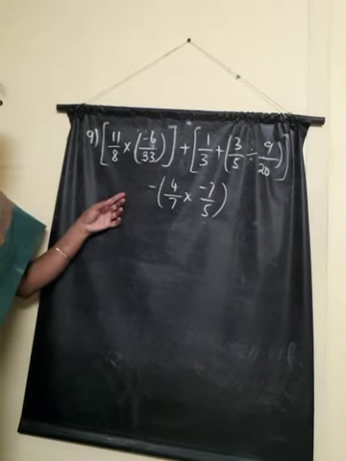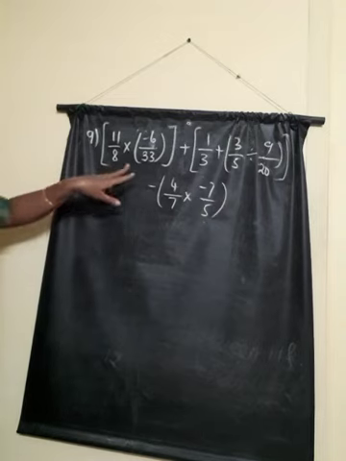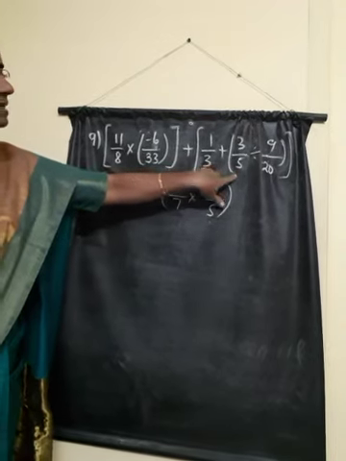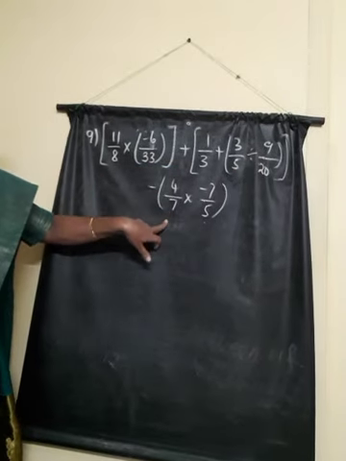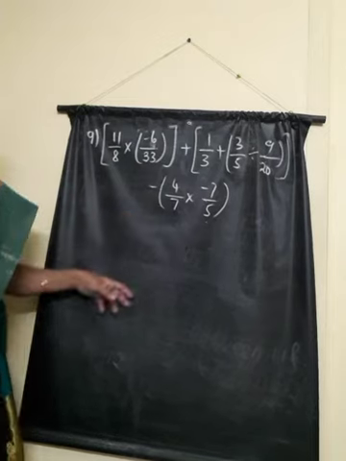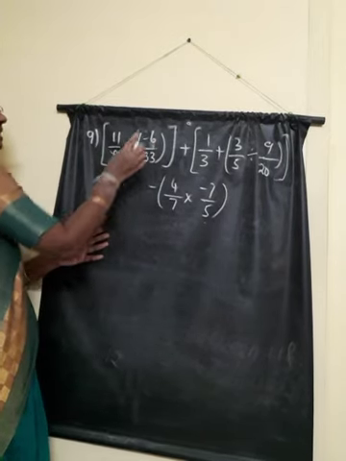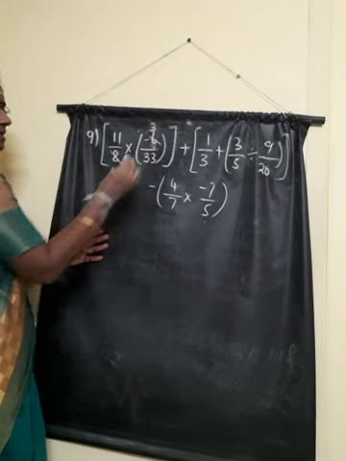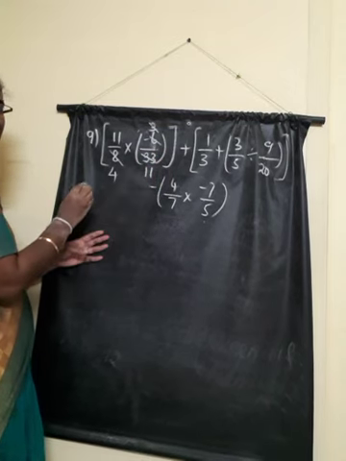The next sum, the ninth one, is also a simplification. Simplify 11 by 8 into minus 6 by 33 plus 1 by 3 plus 3 by 5 divided by 9 by 20 minus 4 by 7 into minus 7 by 5. Here, the first step is to cancel this 8 and 6. 4 2s are 8, 3 2s are 6. Again, 1 3s are 3, 11 3s are 33.